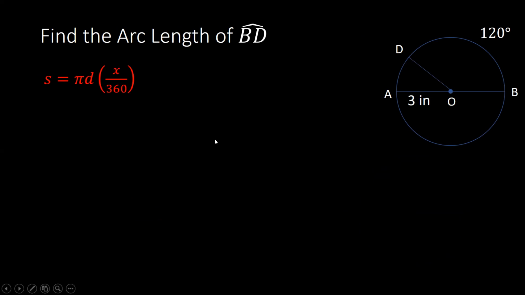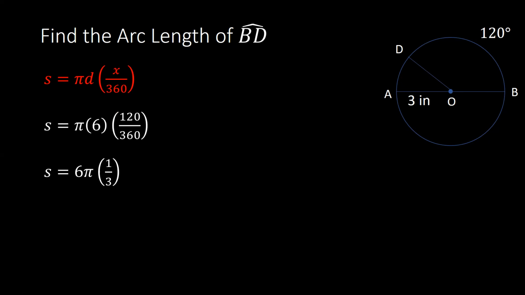So pi will stay as is. D is the diameter, which is 3 inches, that's my radius, times 2, which is 6. Then 120 degrees over 360, which is the proportion of this arc. Then we multiply the 6 and the 1/3, which is 2 pi.